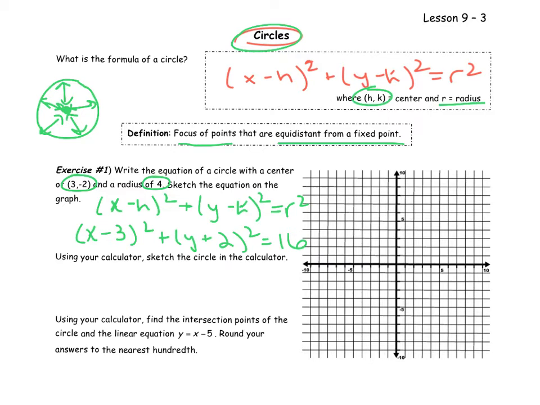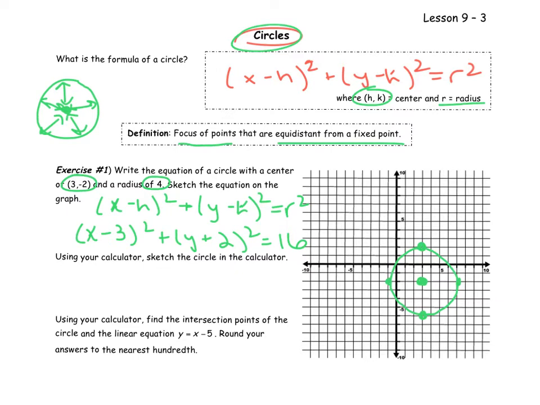Now, if I asked you to sketch this in your calculator, well, before we do that, let's first graph this. It has a center at (3, -2). There's the center, and a radius of 4. So we go 1, 2, 3, 4, there's an endpoint. 1, 2, 3, 4, there's an endpoint. 1, 2, 3, 4, there's an endpoint. And 1, 2, 3, 4, there's an endpoint. Then I'm just going to connect them with a nice smooth curve to make a circle. Ooh, that looks pretty good.